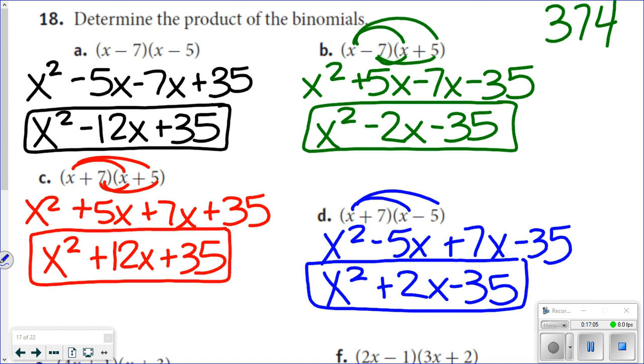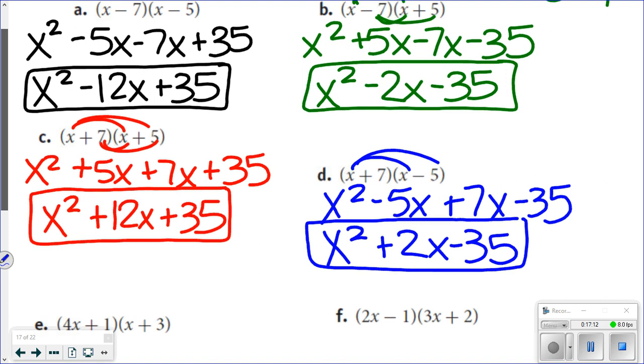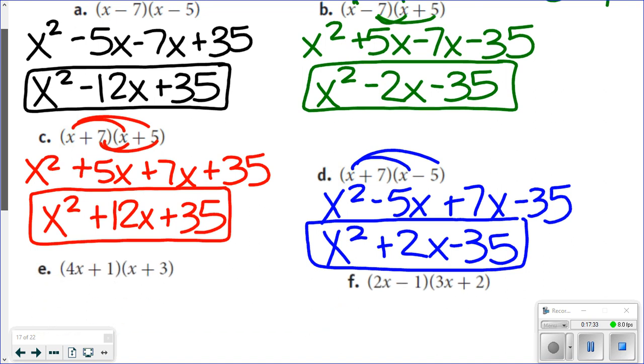So A through D used x's, 7s, and 5s in different combinations of positive and negatives. This is showing you that our signs matter here. Okay, we had both of them negative, both of them positive. One had a -5, one had a -7, and we get 4 different answers here. So make sure that you're paying attention to your signs. They do matter.